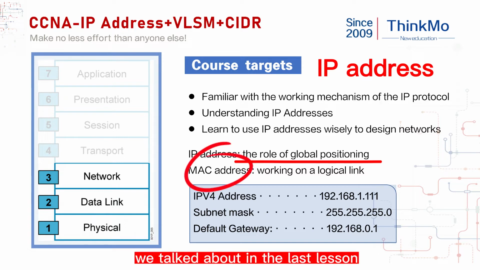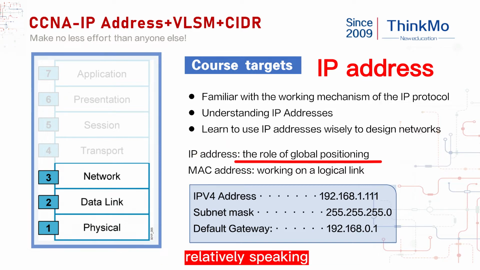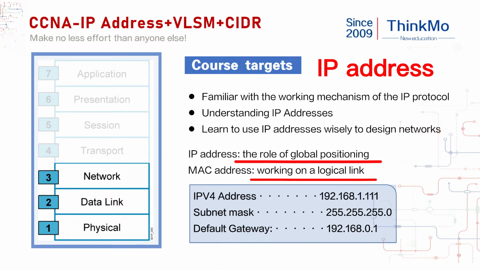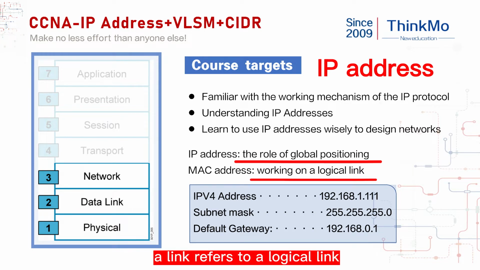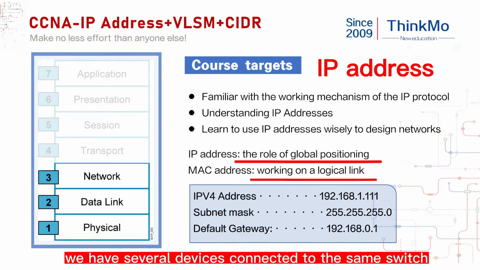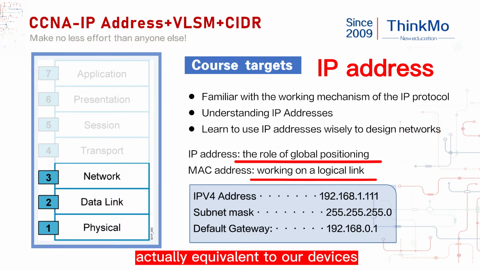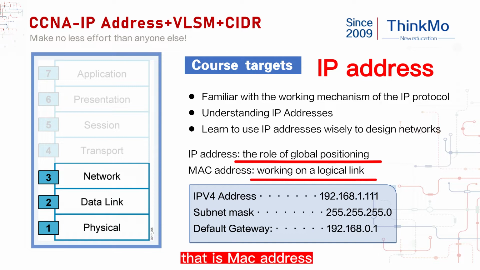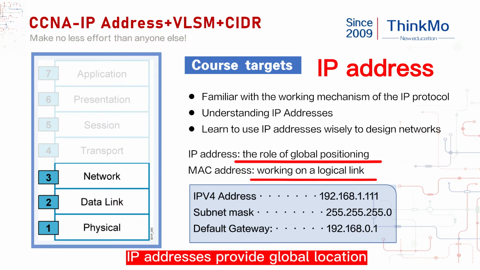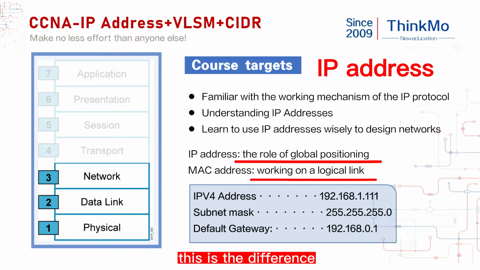For the MAC address we talked about in the last lesson, relatively speaking, its scope is smaller. It works on a link, and a link refers to a logical link. For example, if we have several devices connected to the same switch, without any configuration on the default switch, our devices all work on one logical link. That is the MAC address, which has a smaller scope. IP addresses provide global location. This is the difference between MAC address and IP address.